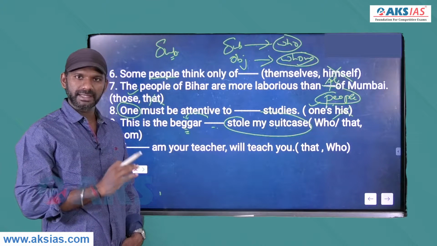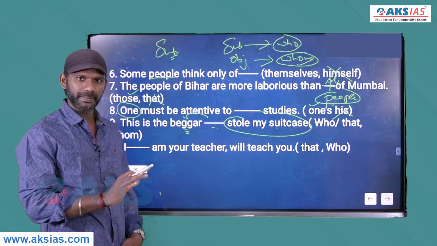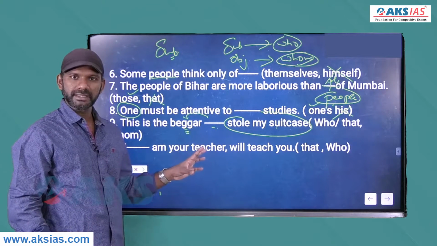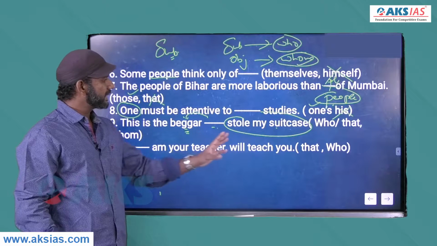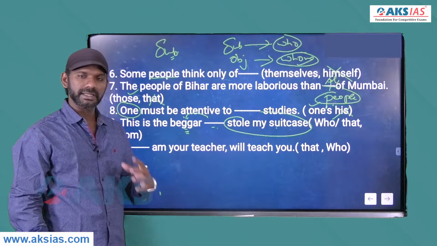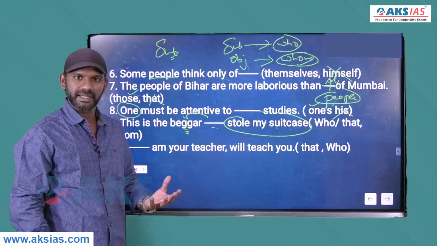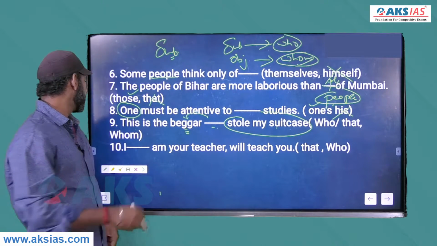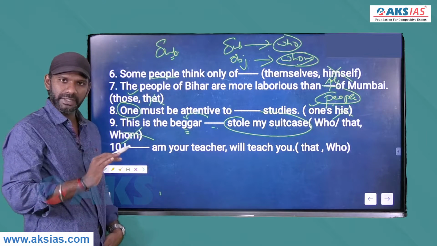If it is the object, receiver, it must be whom. Clear? Now, the blank stands for the beggar, and as per this sentence, the action related to the beggar is, the beggar stole my suitcase. The beggar stole my suitcase means the beggar did the action, right? Doer means subject, so it cannot be whom, it must be who. Based on that, whom is eliminated.